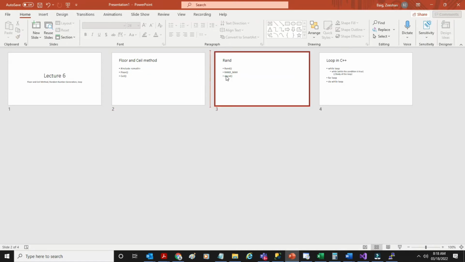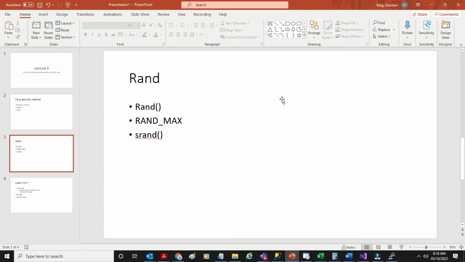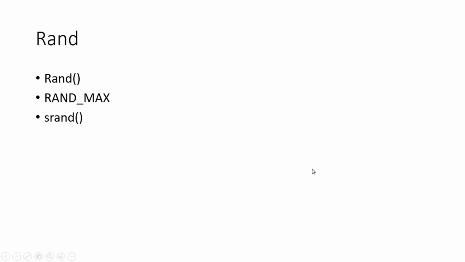The next topic is random number generation. Now, this is another important concept. Oh, I've got a typo here. This should be lowercase r, because typically these methods have lowercase, like you saw the floor and ceiling. So three things I want to talk about in the random number generation: RAND_MAX, rand, and srand.